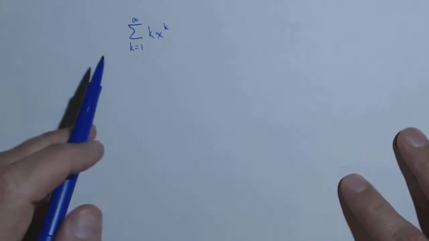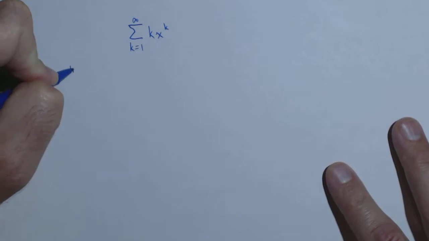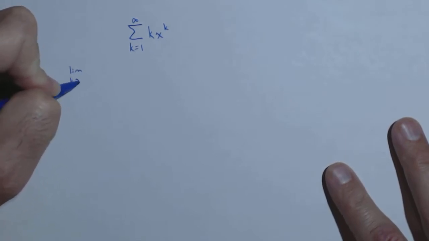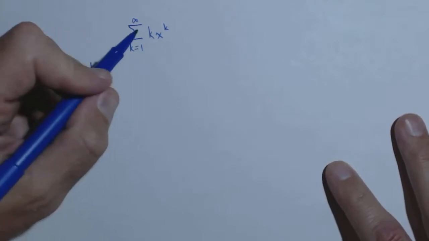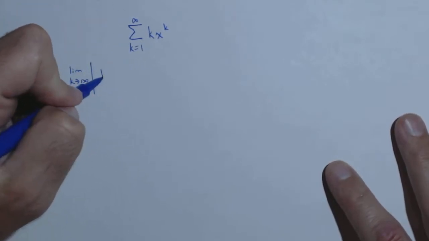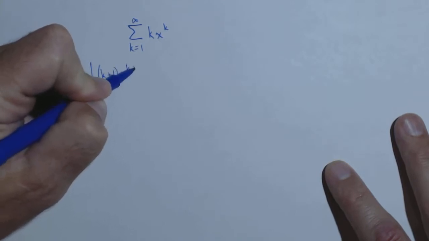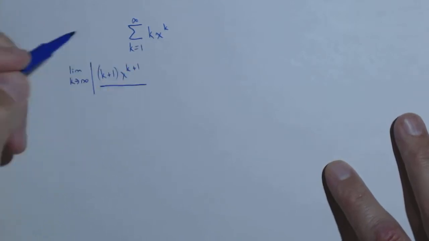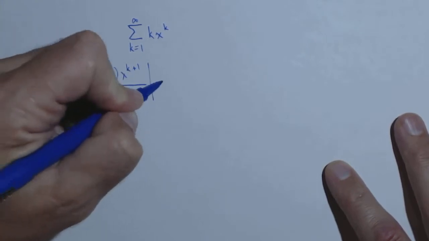In this video, we're going to find the interval of convergence for the following power series. And to do so, we apply the ratio test: limit as k goes to infinity of the absolute value of a sub k plus 1, so (k plus 1) times x to the k plus 1, over a sub k, so k times x to the k.